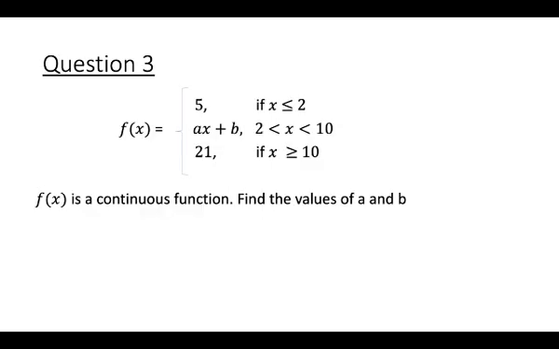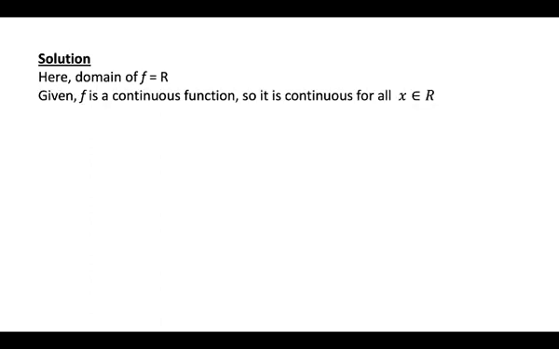Let us solve one more question. f(x) equals 5 if x is less than or equal to 2, ax plus b if x lies between 2 and 10, and 21 if x is greater than or equal to 10, is a continuous function. Find the values of a and b. Here the domain of f equals R, and as f is a continuous function, it is continuous for all x belonging to R. To find a and b, we will use continuity at x equal to 2 and at x equal to 10.